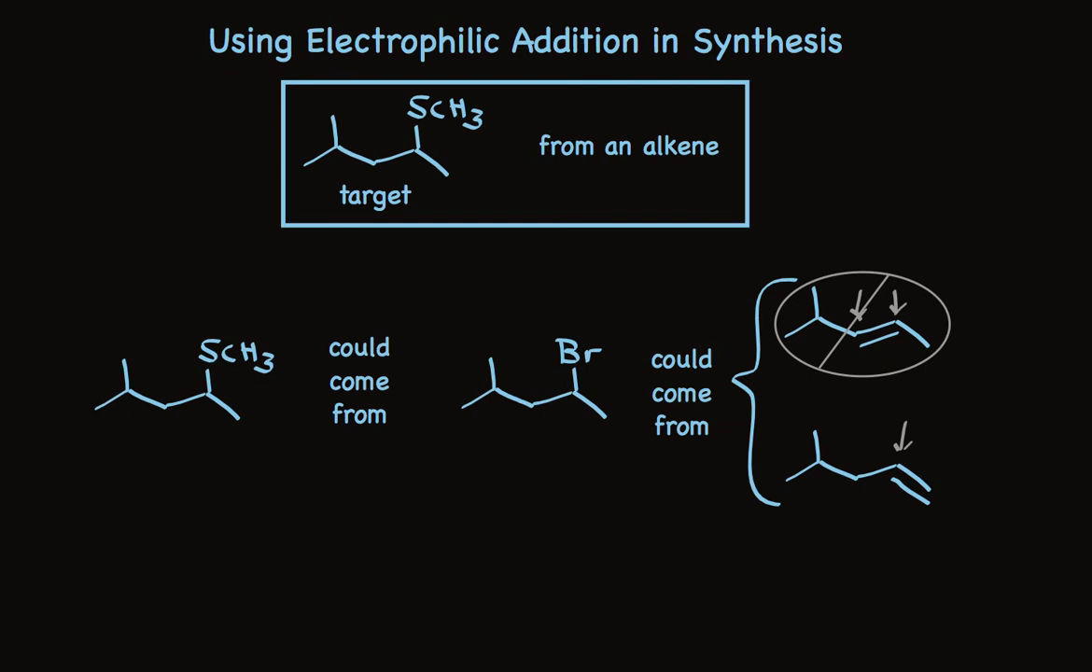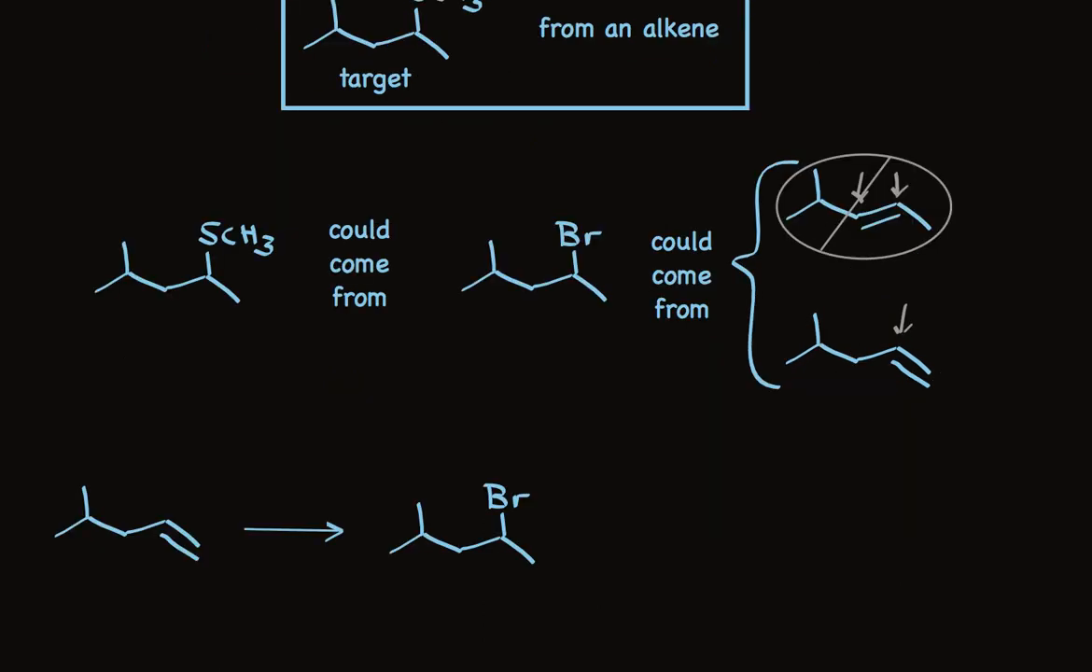What's left is to write out the synthesis as I just described it, from front to back. We can treat the starting alkene with HBr to make the alkyl bromide. This gives the regioselectivity we need. And then we can make the thioether from that alkyl bromide by treating with a good nucleophile, this sodium thiolate.